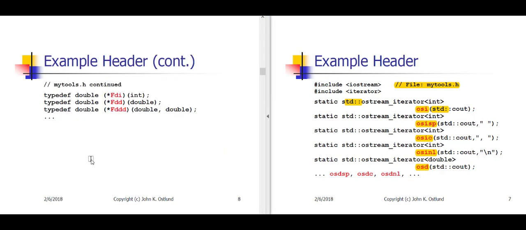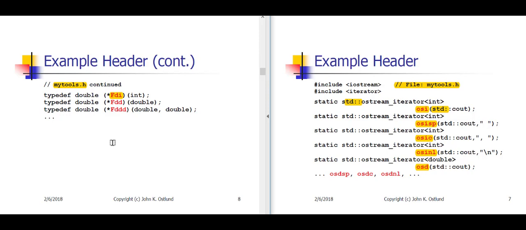Then on slide 8, continuing in the mytools.h header, I'm defining 3 typedefs for function interfaces that I plan to use quite a bit with algorithms. For example, FDI is going to be a typedef representing pointer to function that takes an int and returns double.